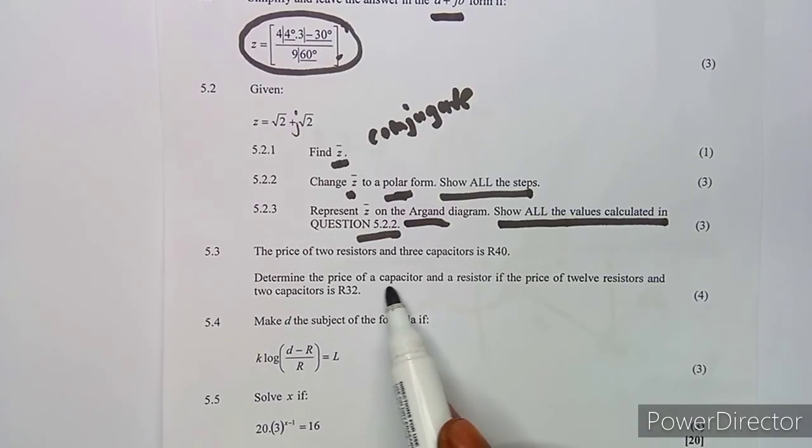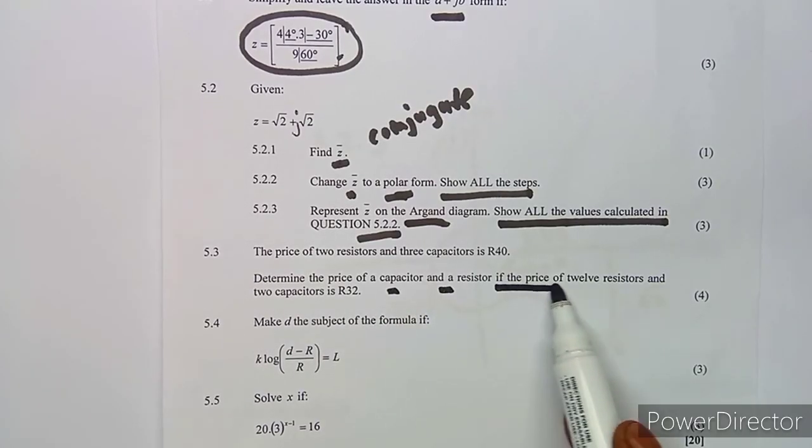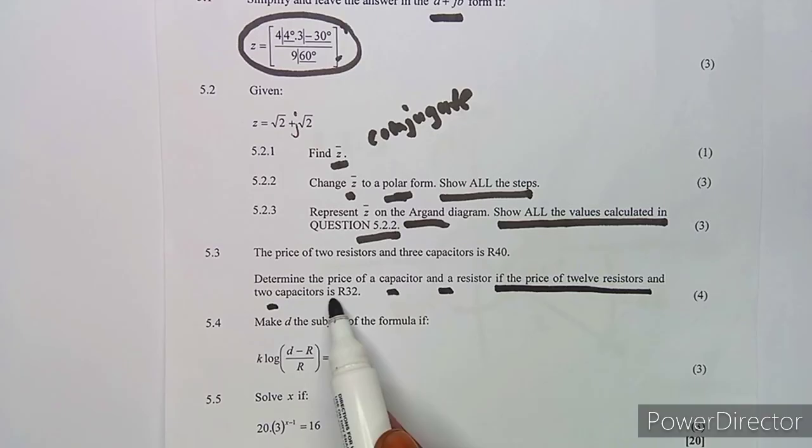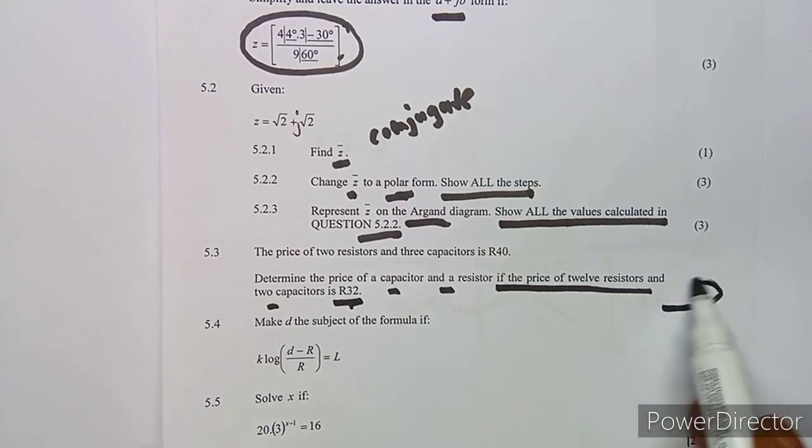Determine the price of a capacitor and the price of a resistor if the price of 12 resistors and 2 capacitors is 32, and that is actually 4 marks. So this one I'm just going to give you the equations, then you can solve, guys.